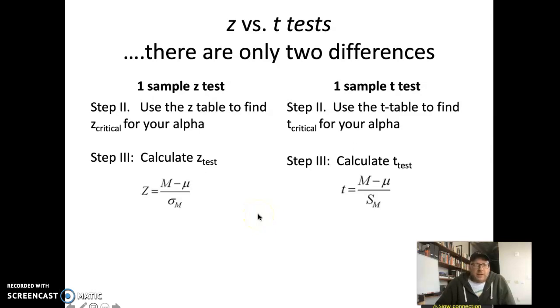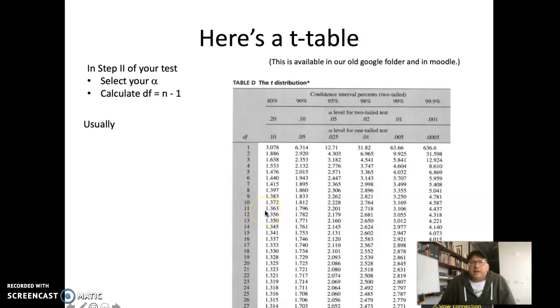All right, so the next thing you'll need to know is a little bit about how to use a t-table. I'm including a t-table in Moodle, and if you want to go back to our old folder, I'd already included one in that. And this is a copy of the exact t-table. In this t-table, we will be using this row right here and these degrees of freedom in step 2 to identify a critical value of t.